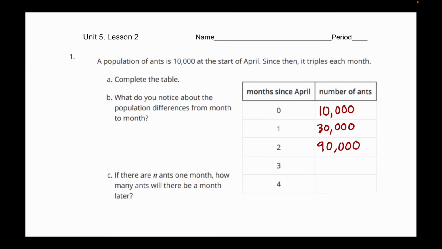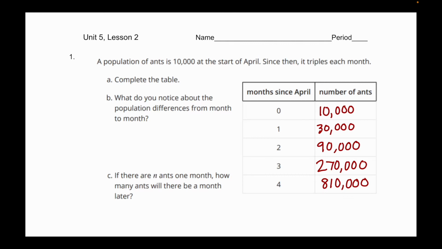Let's multiply that by 3 again, and this is going to give us 270,000. And if we multiply by 3 one last time, we will get 810,000. Okay, so that was part A, just to complete our table.